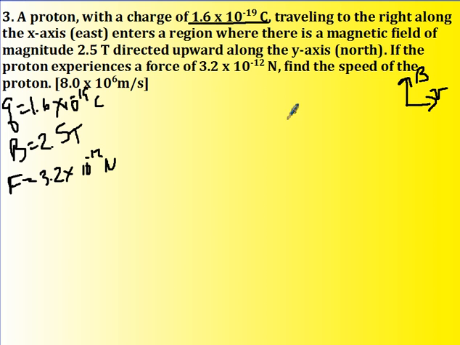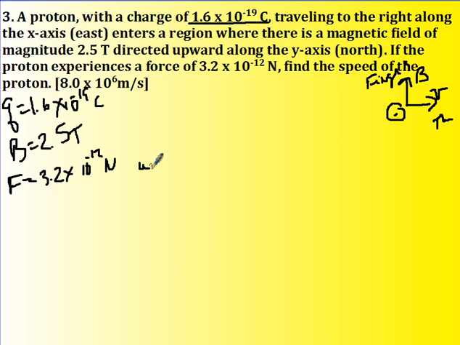Now, first of all, I know it doesn't ask us, but let's find the direction. Put your fingers north in the direction of B. So this is your fingers, and this is your thumb. Now, what direction is your palm facing? And of course, it's facing up. So we know that the force is facing up.